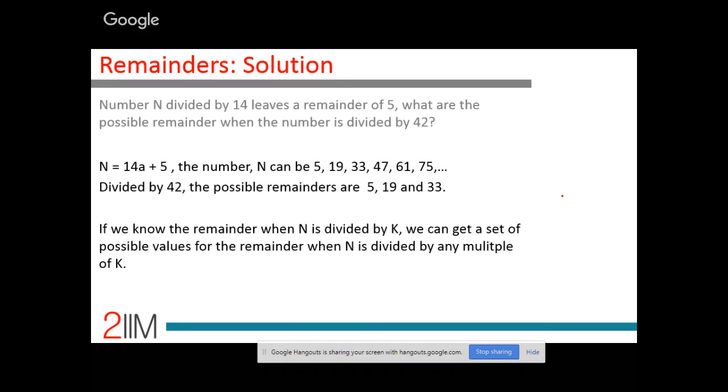So the possible remainders when you divide by 42 are 5, 19, and 33. Right? So this template is very useful. Why so? If you divide a number by 14 and you get a remainder, then you can find one of three possibilities when you divide the same number by 42. If you divide a number by 3 and get a remainder, you can get one of 14 possibilities when you divide the number by 42.